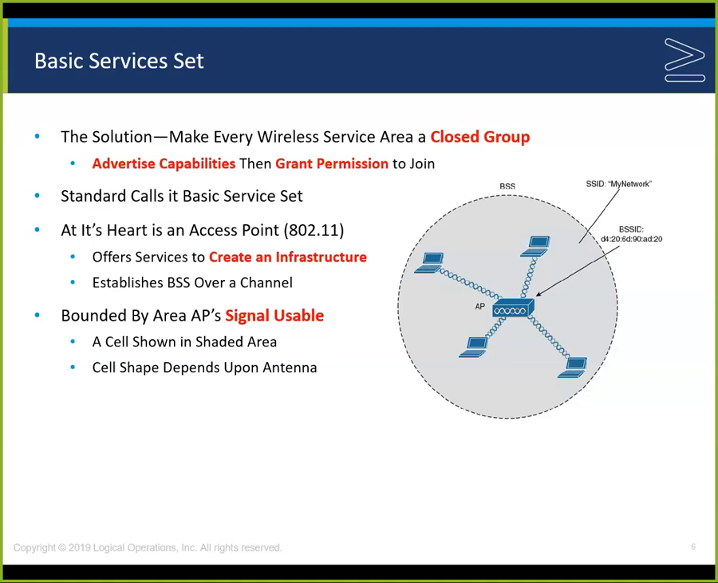Bounded by area, the AP's signal is usable and the cell is in the shaded area. Where can we go? This is showing a nice circle, and that's probably not going to happen for real, because we're going to have all sorts of different things that are going to modify, bend, reflect, absorb the signal that goes on. The cell shape depends upon the antenna. This one is representing an omnidirectional antenna.